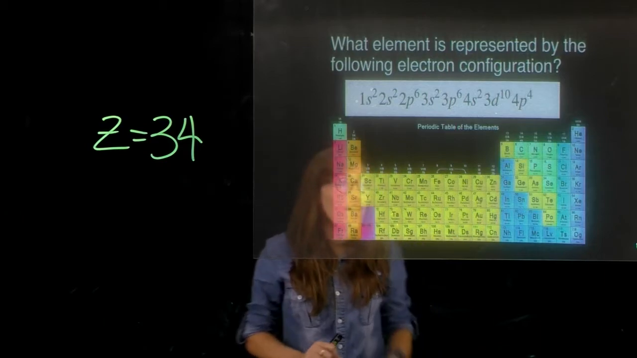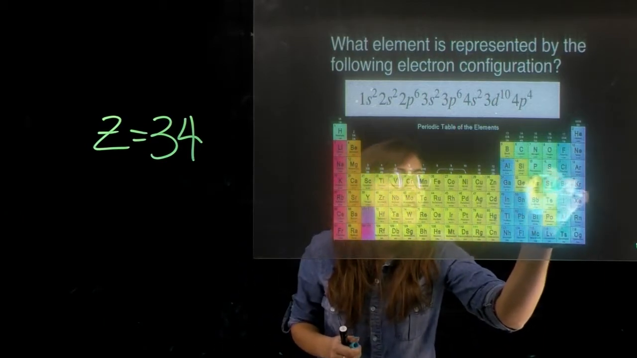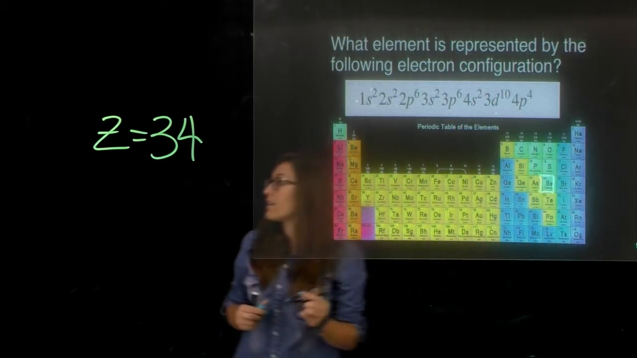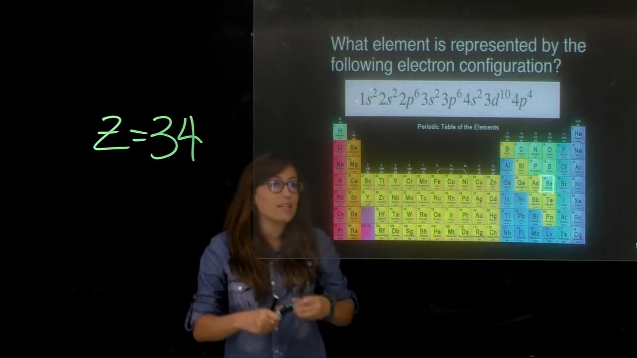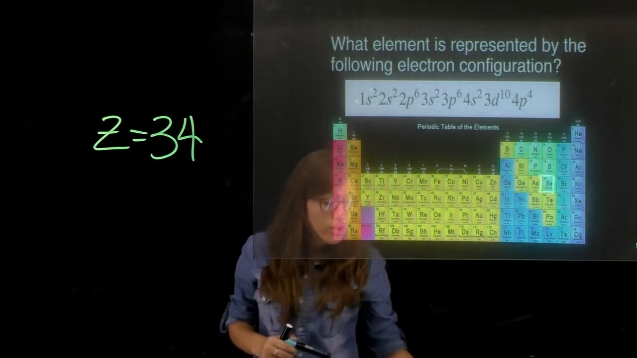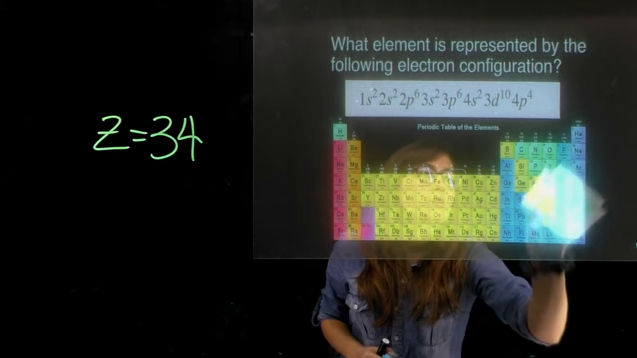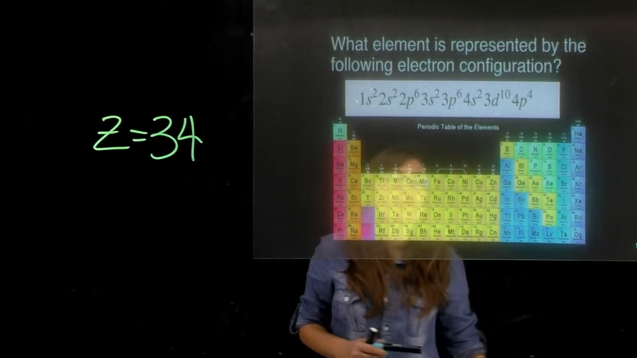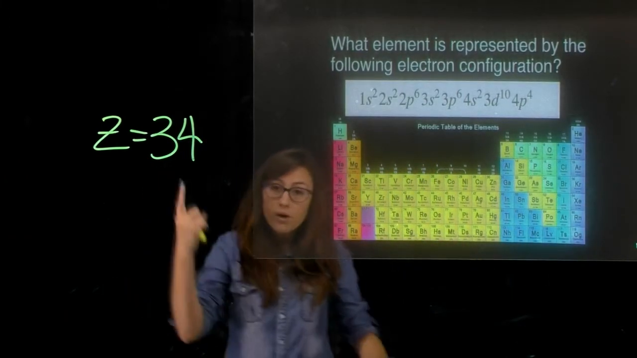I find selenium, so I'm going to highlight it. It might be really hard to highlight if you can't see it. So selenium has an atomic number of 34. So perfect, that was one way to do it.